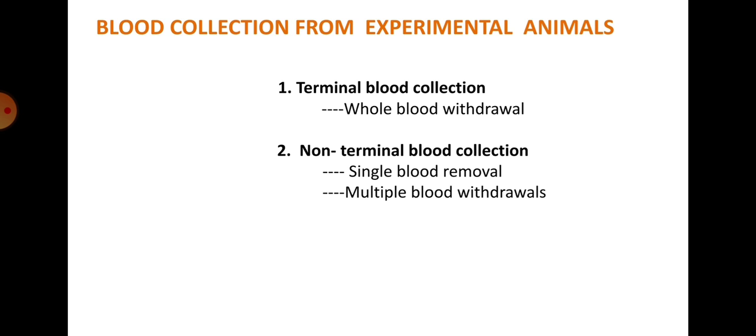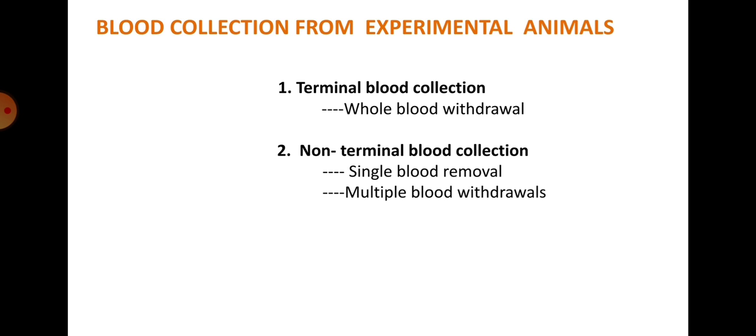So coming to non-terminal collection of blood, it is required for single or multiple withdrawals. Different peripheral veins of different animals may be used for collection of blood. For multiple withdrawals, the amount of blood sample should not exceed 1% of total blood volume every 24 hours. For single withdrawal of blood, up to 15% of total blood volume doesn't adversely affect the animal. Withdrawal of more than 15% may lead to cardiac failure.